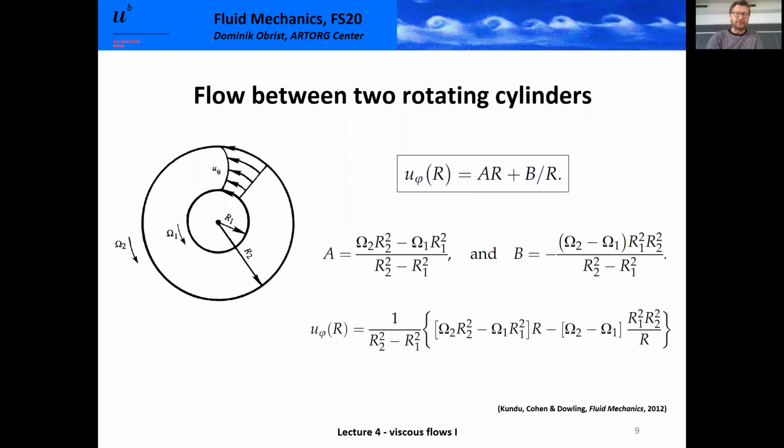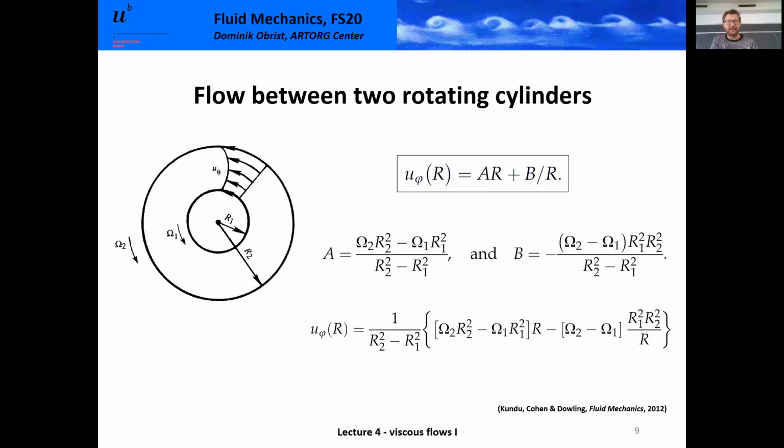And then we looked at the flow between two rotating cylinders, which is actually quite similar to the flow between two flat plates, except that everything is done mathematically in polar coordinates, so it becomes a bit more tedious when you solve the equations, but at the end it's technically the same story.